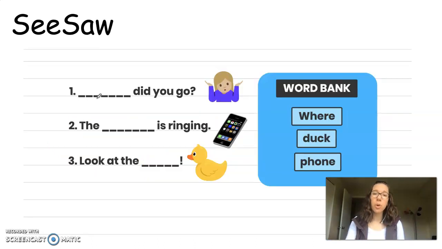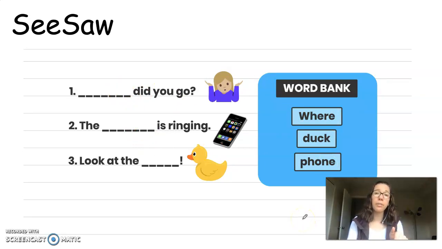right? So for your seesaw activity today, similar to the one we did last time, you have a word bank over here with 3 words in it. Your choices are where, duck, and phone. And you need to fill in the word to the correct sentence. You need to drag it over and put it in the correct sentence.